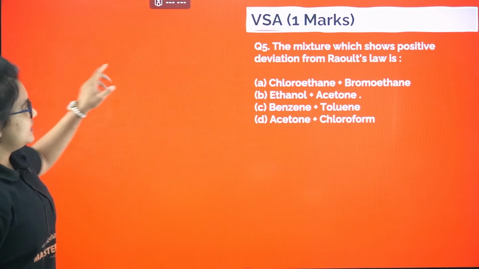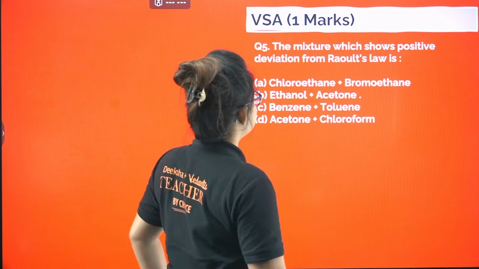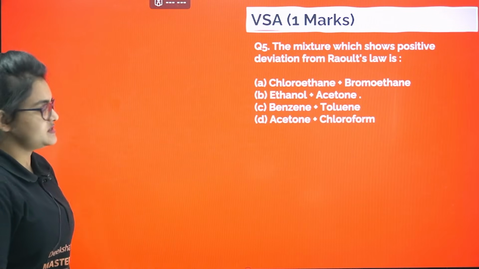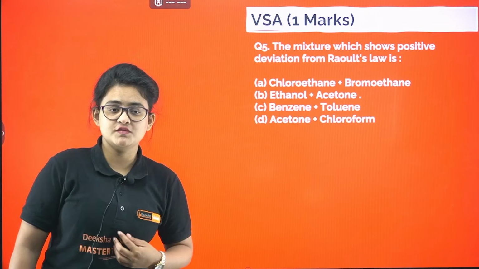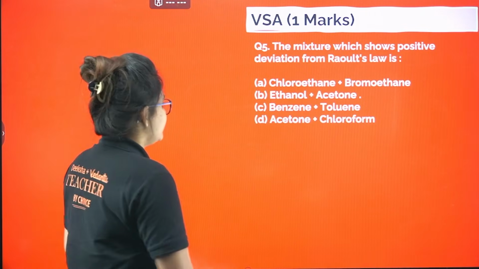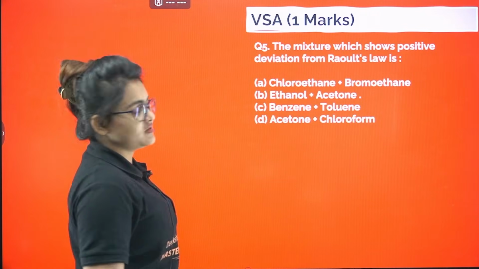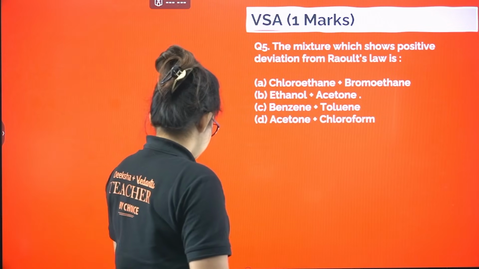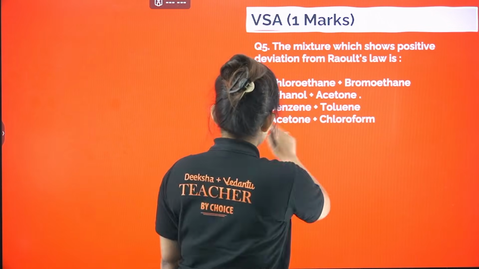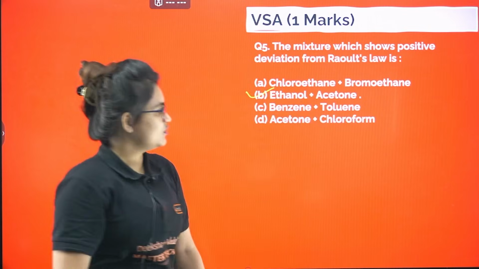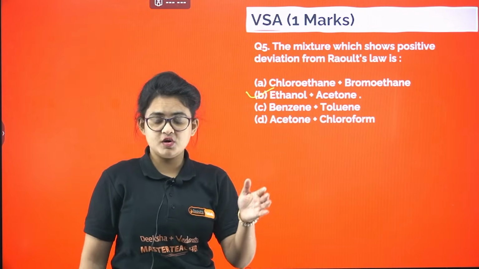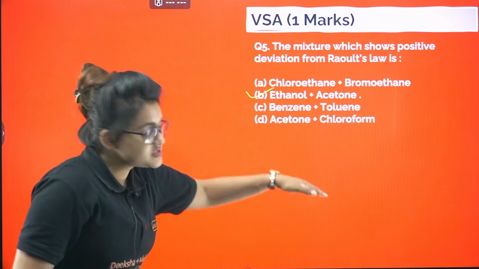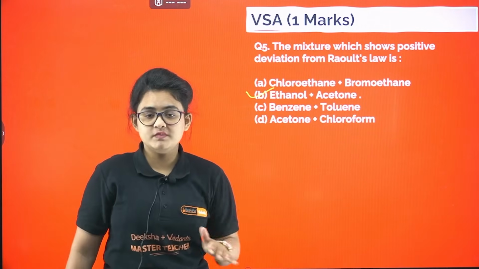Let's proceed. The mixture which shows positive deviation from Raoult's law. This type of question we did multiple times, even in the last live session. For positive deviation, AB interaction is weaker. So the answer is going to be B, ethanol and acetone, because ethanol individually has strong hydrogen bonding and acetone has dipole-dipole interaction. So whenever they are mixed together, AB interaction will be weak.